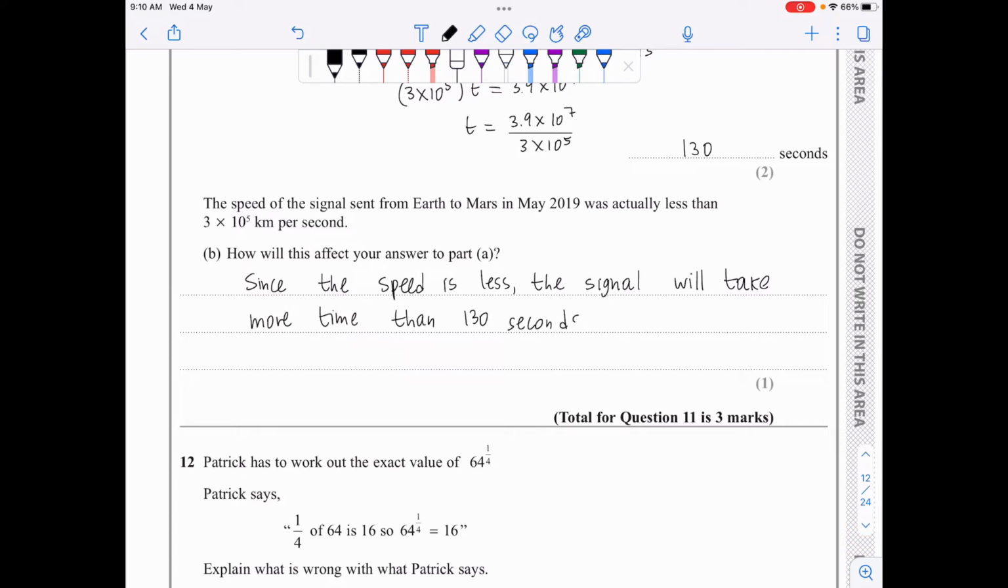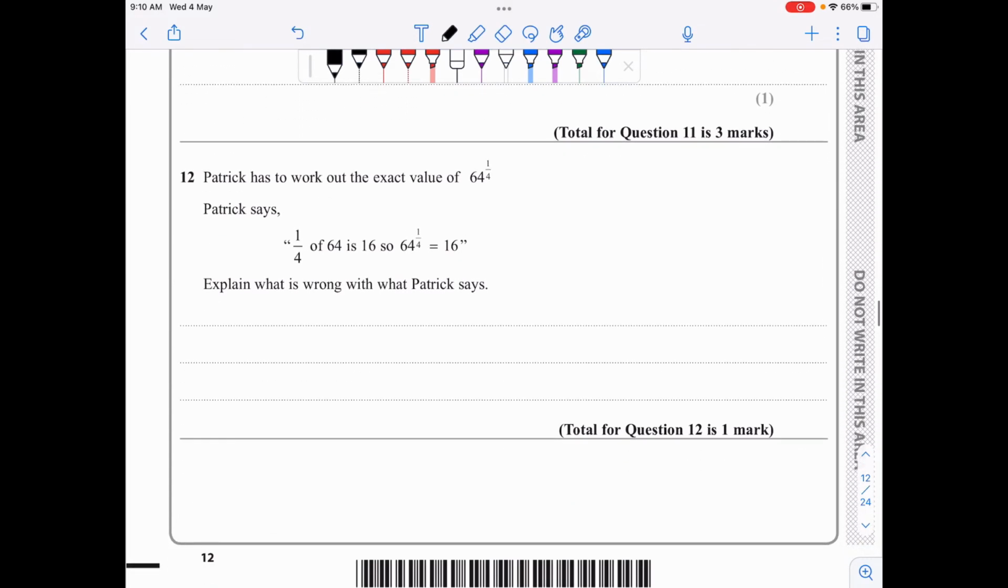So we need a good explanation here to qualify for that 1 mark. Question 12: Patrick has to work out the exact value of 64 to the 1/4. He says that a quarter of 64 is 16, which means that 64 to the 1/4 is 16. So we need to explain what is wrong with what Patrick says.